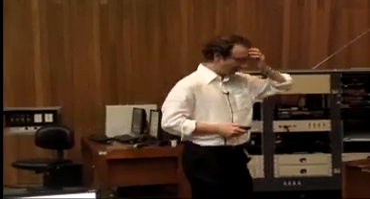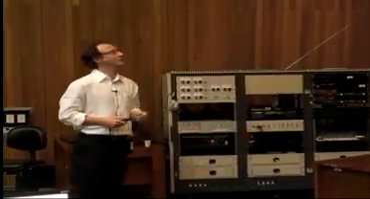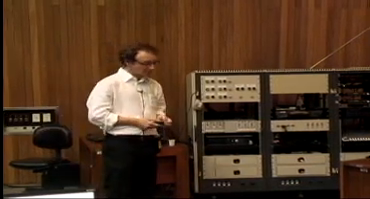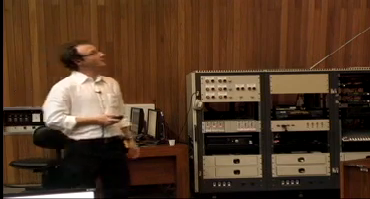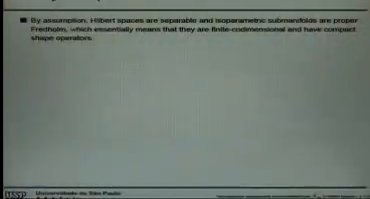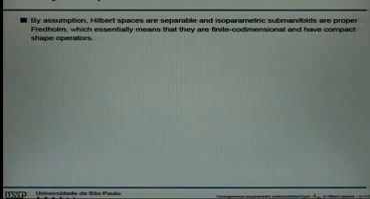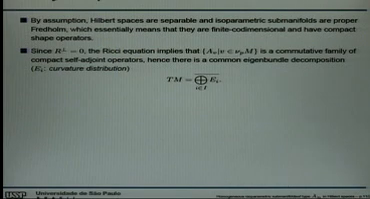So if I have time, I will come back to the proof of this rigidity theorem at the end of the talk. But I think it's important now to discuss the geometry of isoparametric submanifolds. There is a lot of structure here, really. By assumption, Hilbert spaces are separable, and isoparametric submanifolds are proper Fredholm, which we recall means that they're finite codimensional and have compact shape operators.